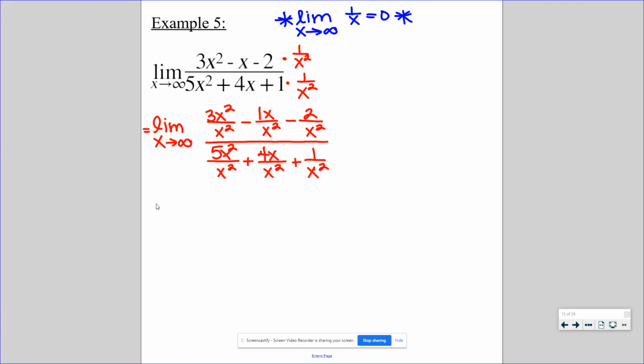All right. Next we're going to simplify. If I go through one fraction at a time, I would end up simplifying the first one to 3. The middle would be negative 1 over x, actually. The last would not simplify at all, so it would stay negative 2 over x squared. And I'm just going to keep doing this throughout the whole problem, okay?